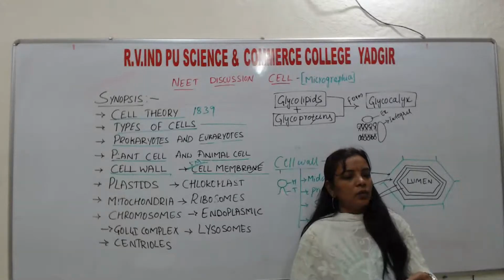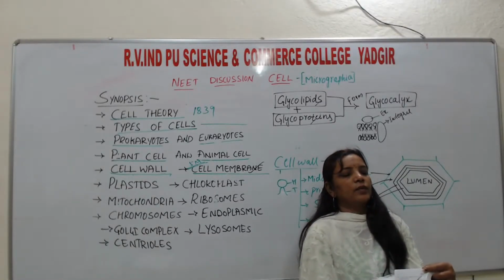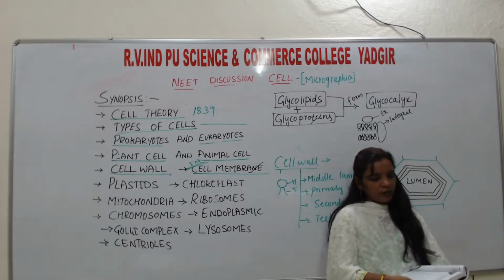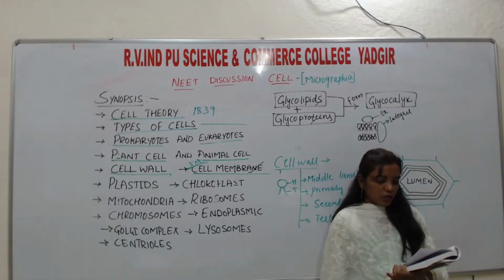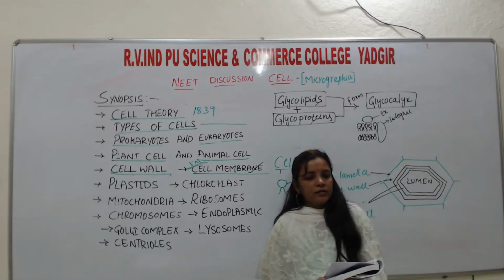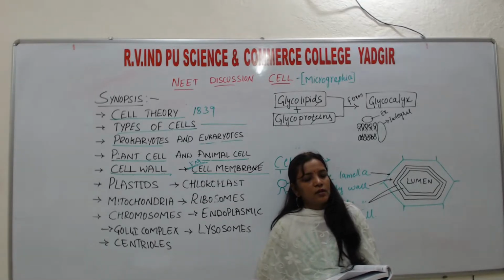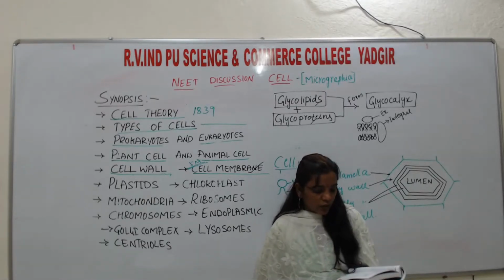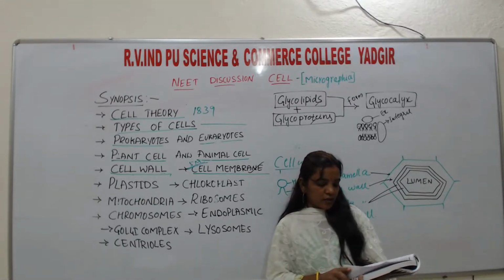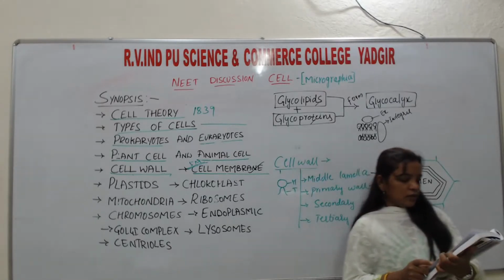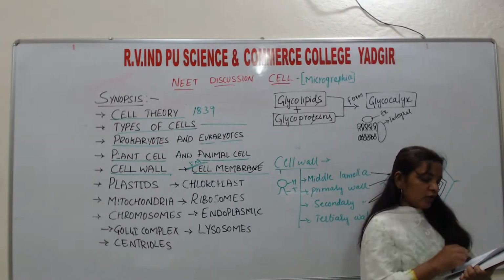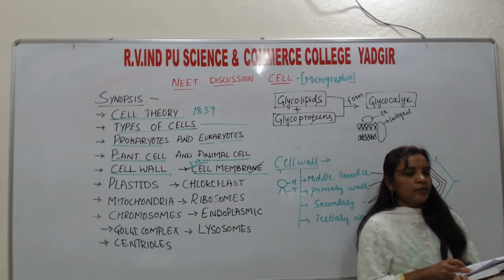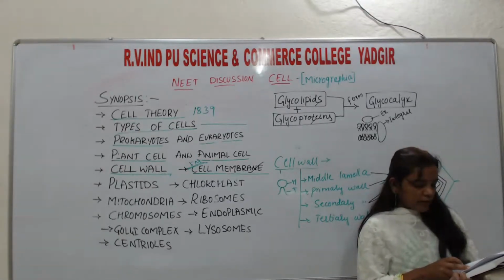Match the column 1 with column 2 here. Okay, match the column 1 and column 2. So in case of column 1, Golgi apparatus. In case of this Golgi apparatus they are asking, what is the function? So sixth one, formation of glycoproteins and glycolipids is the function of the Golgi apparatus.